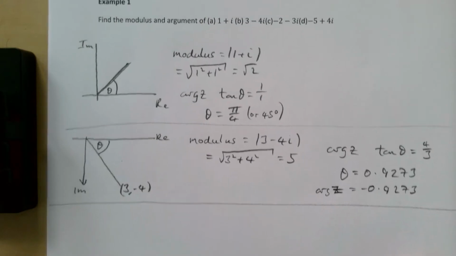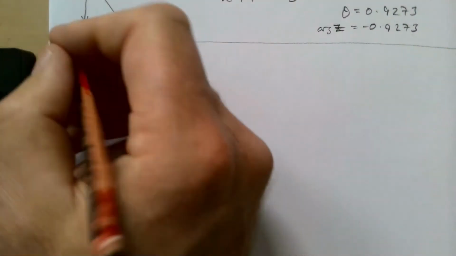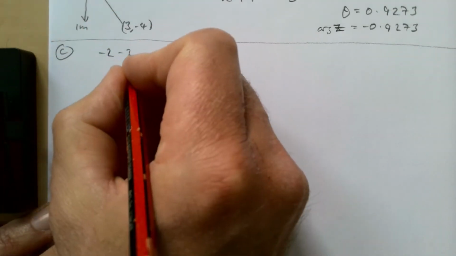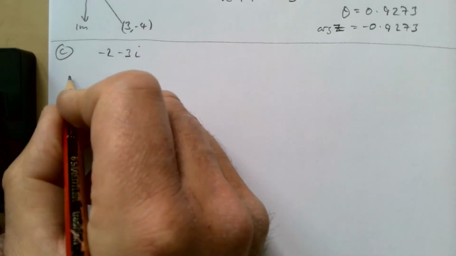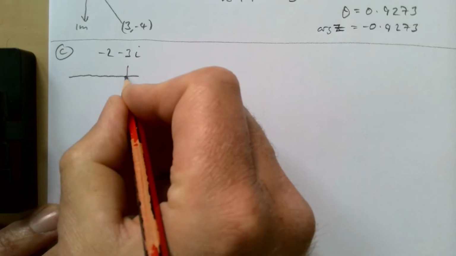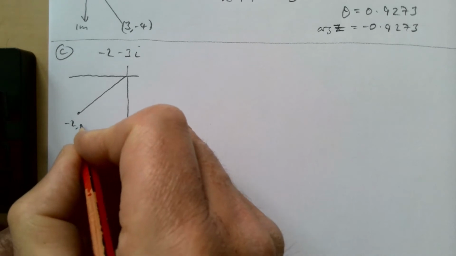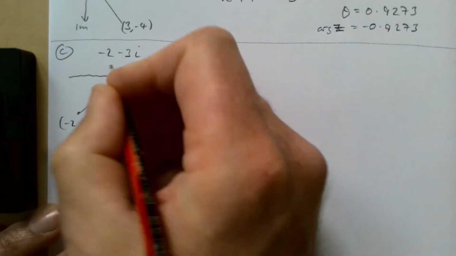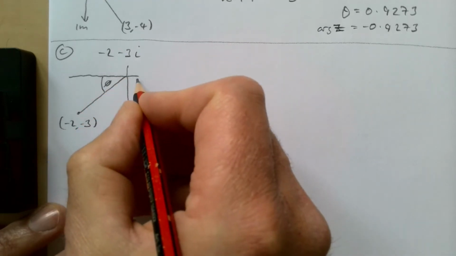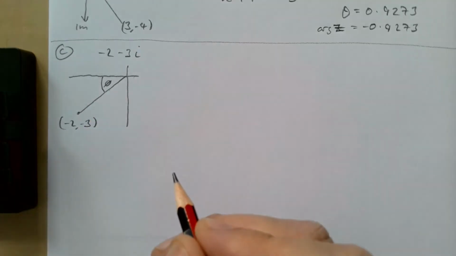Next one then, let's go back up to see what it is. It's minus 2 minus 3i. So our diagram would look like this. Now we need to think carefully about how we're going to work out our argument here. What I'm going to do is work out this angle here. I'm going to call that phi, and then we want it from the positive x-axis, so I'm going to take that away from pi to get what we're looking for.